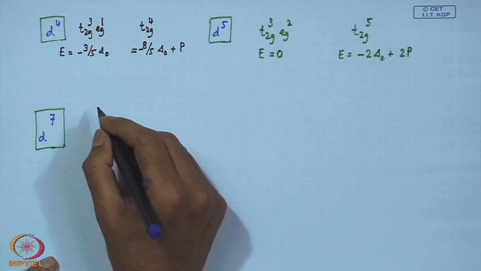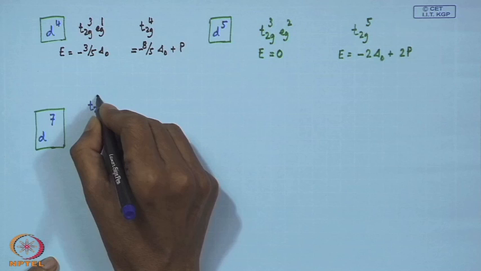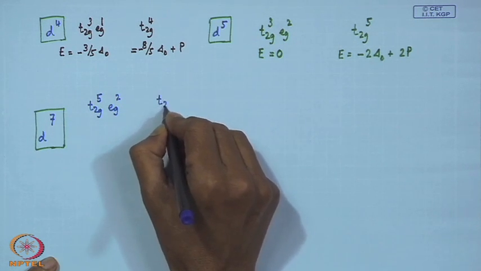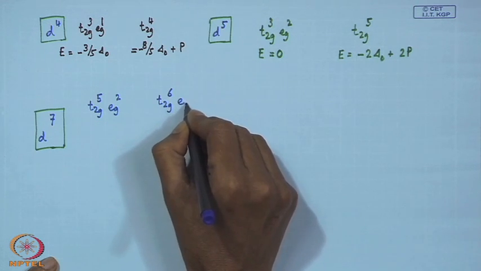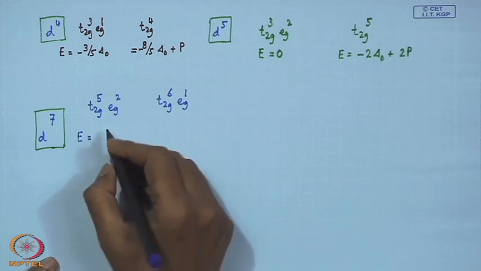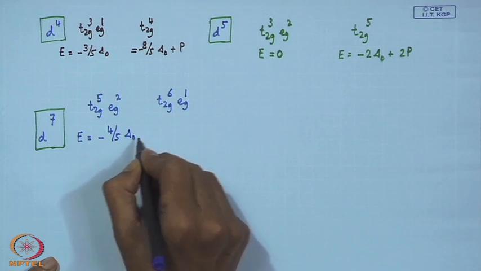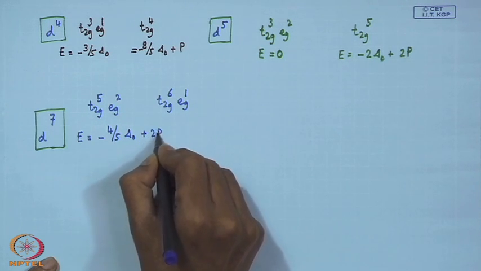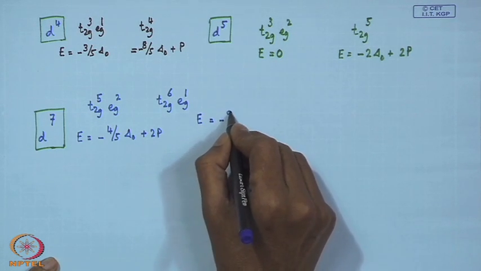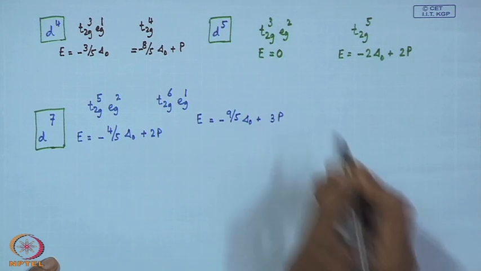And for the d7 situation we have t2g5 eg2 and t2g6 eg1, and in the former case E is equal to minus 4/5 delta O plus 2P, and in the latter case it is equal to minus 9/5 delta O plus 3P.